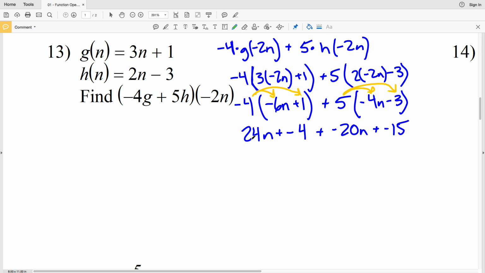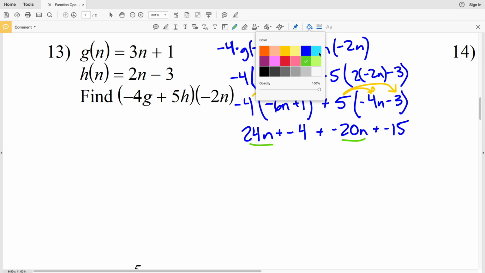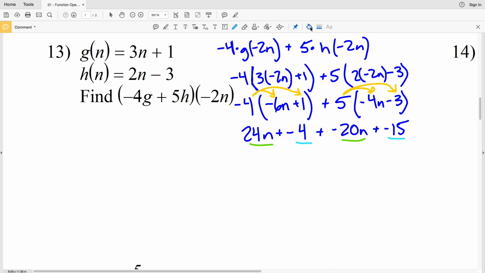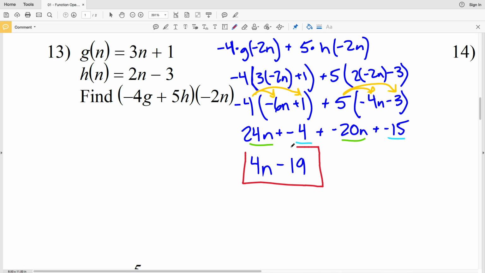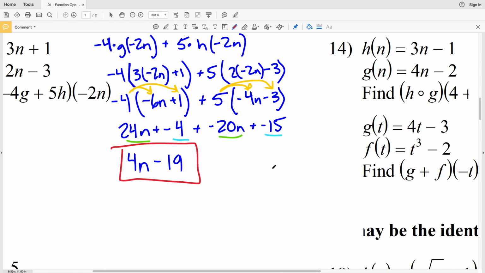Now I'll combine my like terms, 24n with negative 20n, and negative 4 with negative 15. So for number 13, my final solution is 24n plus negative 20n is a positive 4n, and then I'm going to be adding negative 4 plus negative 15, which is a negative 19, but as opposed to writing it as adding a negative 19, I'll subtract the positive 19. So for number 13, I have 4n minus 19 as my solution. Let's move on to number 14.